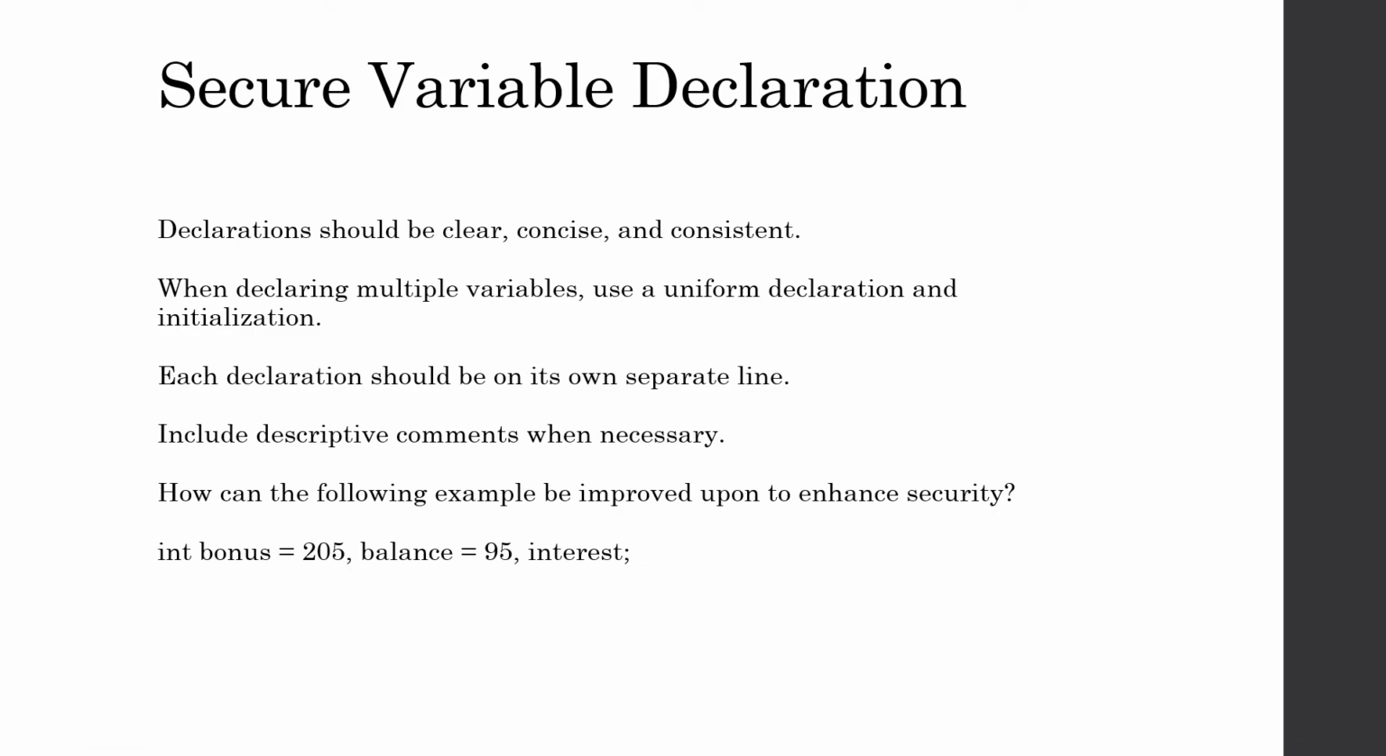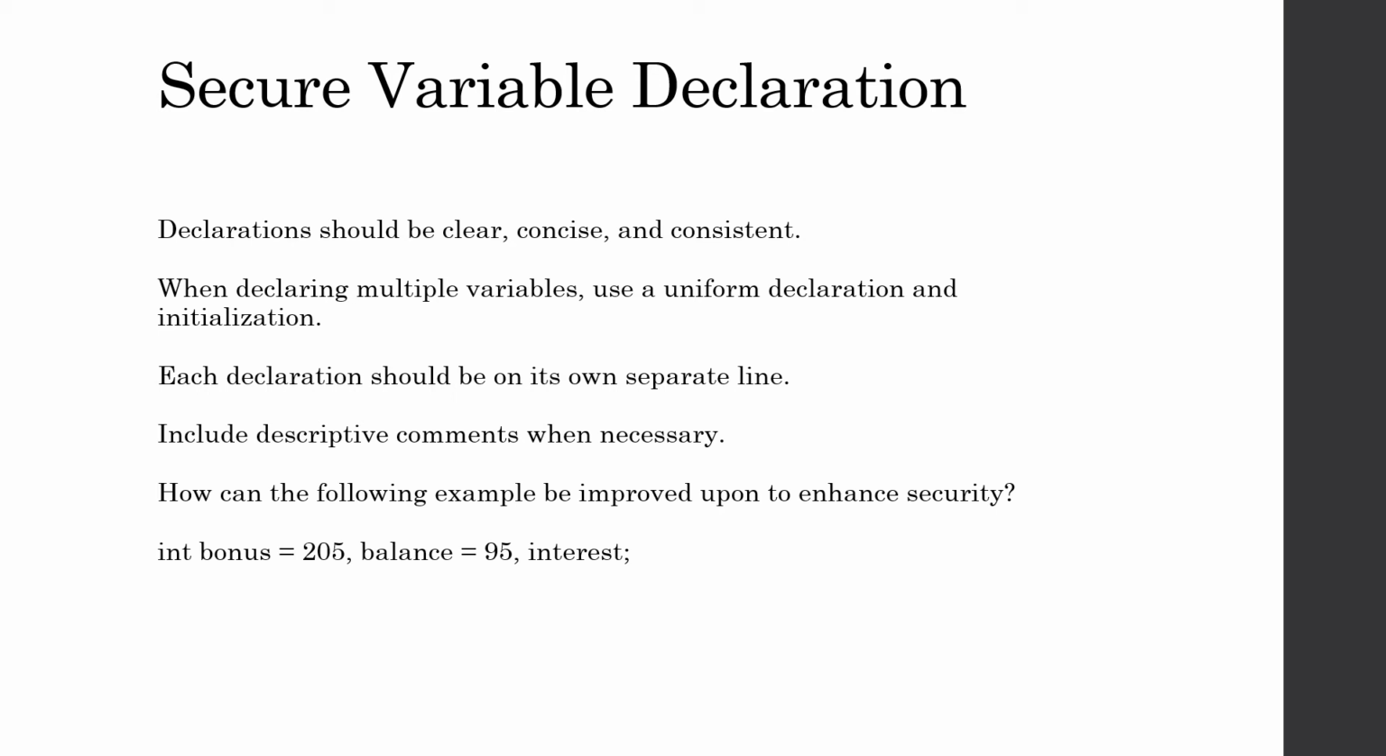So, continuing on, the next thing that I want to talk a little bit about is going to be secure variable declarations. Whenever you declare variables, you want to make sure that your declarations are clear, concise, and consistent. So, whenever you're declaring multiple variables, say maybe we have several variables that we're going to use in our program, and we want to go ahead and declare all of those at once, we want to make sure that we're using a uniform declaration and initialization. So whatever we do for one, we should do that for all of them.